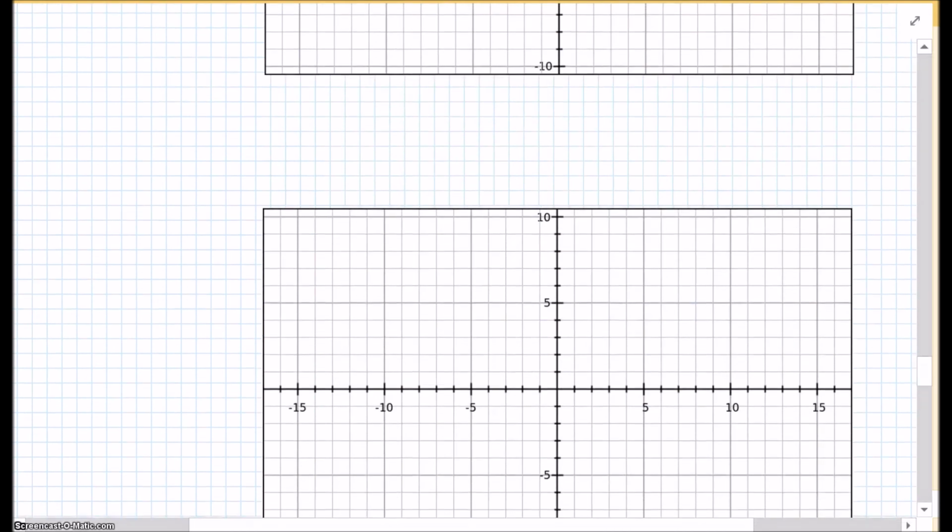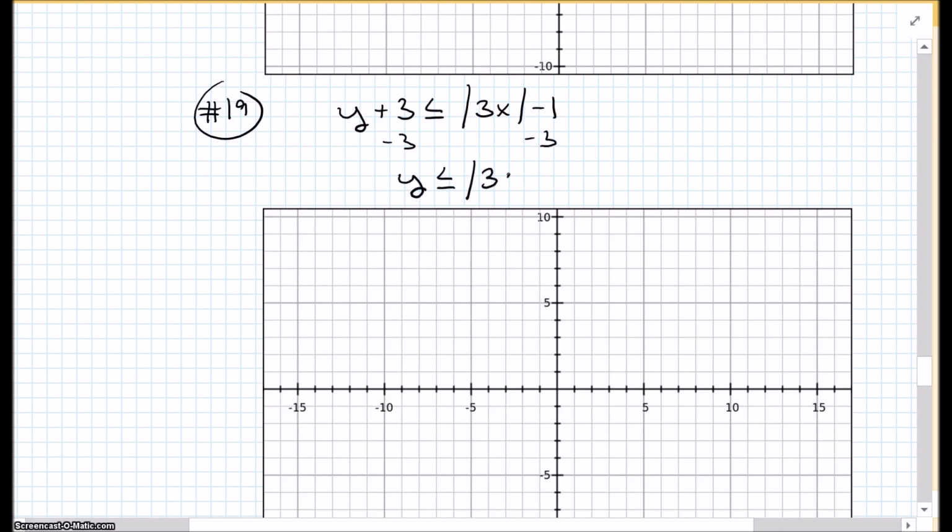Okay, now we're going to work number 19 under the same concepts. Graph each absolute value. So I got y plus 3 is less than or equal to the absolute value of 3x minus 1. Before we do anything, let's subtract 3 and get y by itself. So I'm going to get y is less than or equal to the absolute value of 3x minus 4.